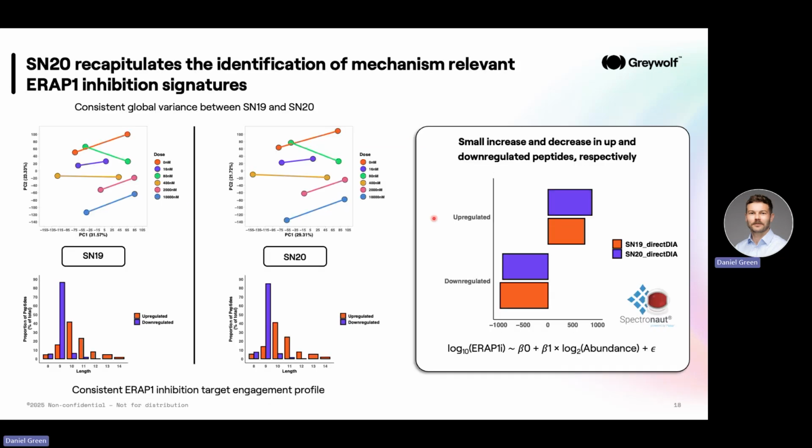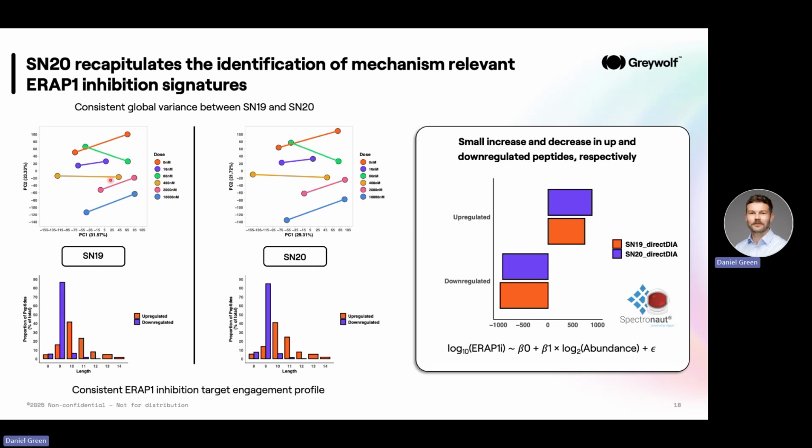So going slightly further now to try and understand whether or not we can recreate the biological observations we made in this data set from the effect of our inhibitors, what I'm showing on the left-hand side here is a principal component analysis plot from the Spectronaut 19 search, where PC1 separates out our biological replicates, and PC2 nicely and dose-dependently separates out variants based on the amount of drug we're exposing these cells to.